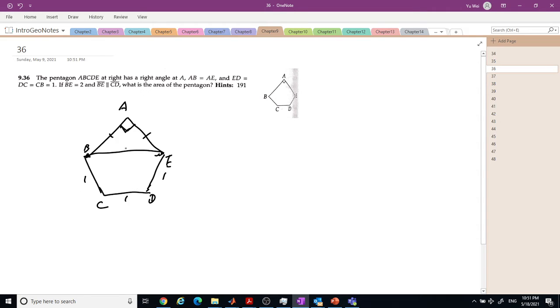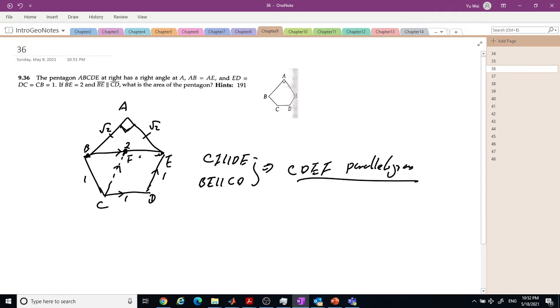And BE is equal to 2, so we know this is root 2, this is root 2, so it's easy to calculate this. We also have BE parallel to CD. Now let's draw a line. CF is parallel to DE. Now we already know BE is parallel to CD, so we can see CDEF is a parallelogram.